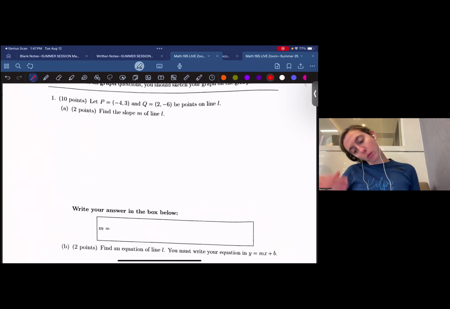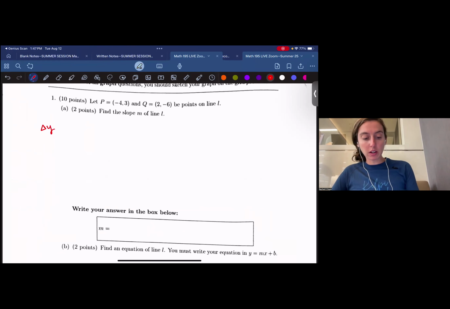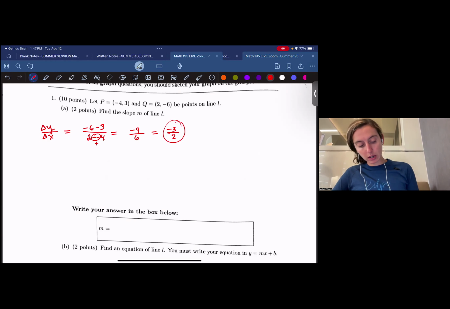Question one, we have two different points on a line and we just want to find the slope. How do we find the slope of a line? Change in y over change in x. So you take the difference between your two y values and divide it by the difference between your two x values. And your final result ends up becoming -9 over +6, which is reduced to -3/2.